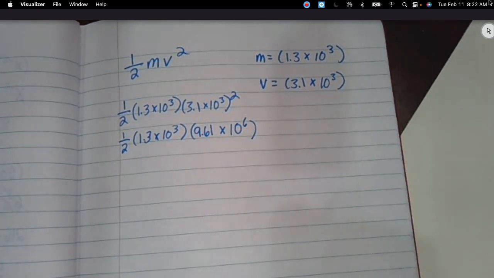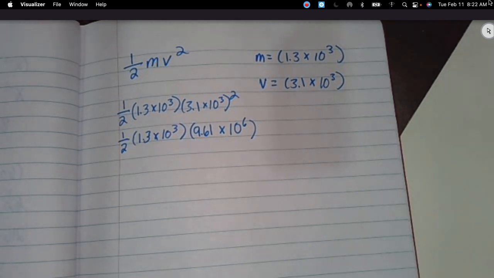What are the 3 numbers that I'm going to multiply together? Can anybody tell me? There's 3 numbers out front that I multiply together. Any guesses? There's 3 numbers out front. There's 2 numbers with exponents. The others are the numbers that I'm dealing with. 1/2, what's another one? 1.3. And what's the other one? 9.61. Yep, 1/2, 1.3, and 9.61.